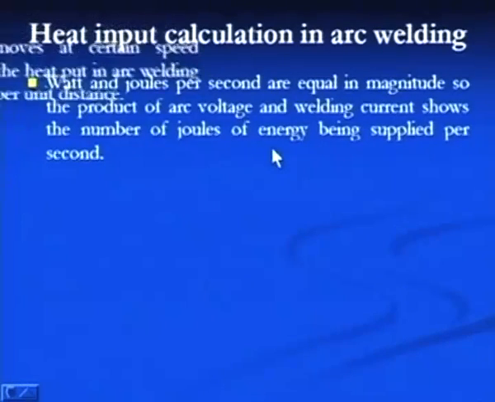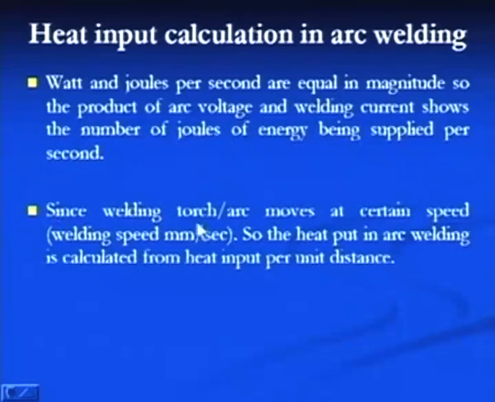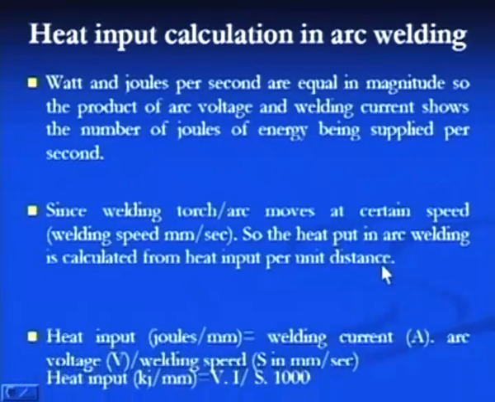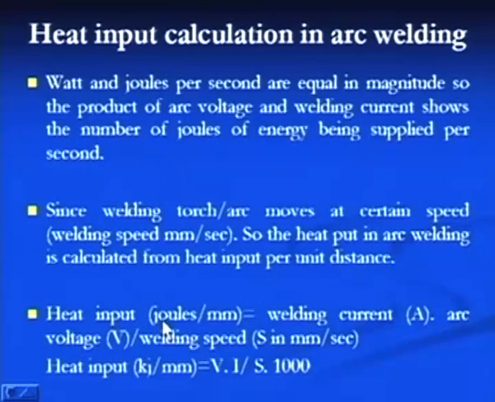And here we will see, since the welding torch or arc moves at a certain speed, say in terms of mm per second, so the heat input in the arc welding is calculated from the heat input per unit distance, and the net heat input is calculated using the welding current in amperes multiplied by arc voltage in volts divided by welding speed in mm per second. So, the net heat input in kilojoule per mm is expressed as the Vi into V into I divided by S into 1000.